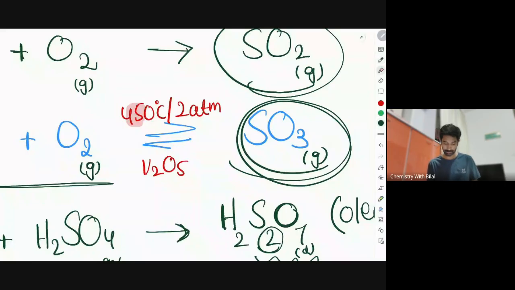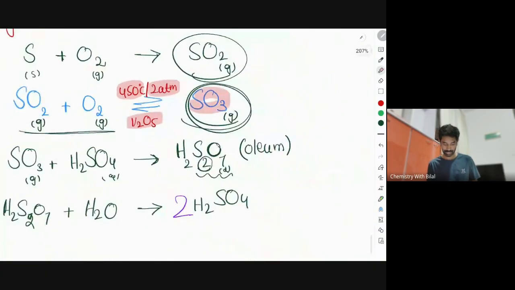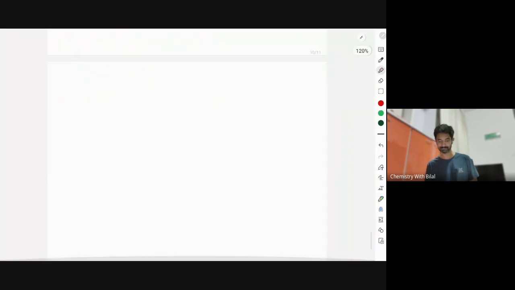You apply all the temperature and conditions, and vanadium(V) oxide is the catalyst here. So you get sulfur trioxide, which is mixed with sulfuric acid. You get oleum, H2S2O7. In the final step, oleum is mixed with water to get you sulfuric acid. I hope this is clear, right?